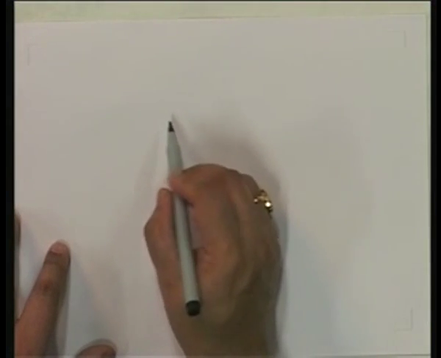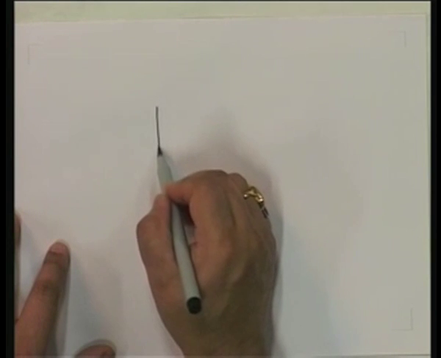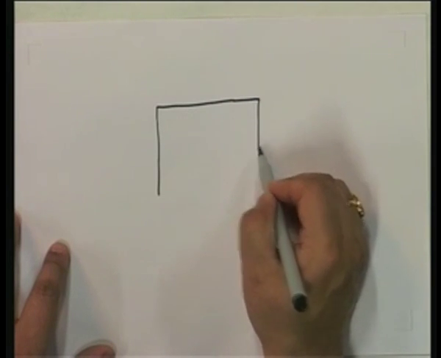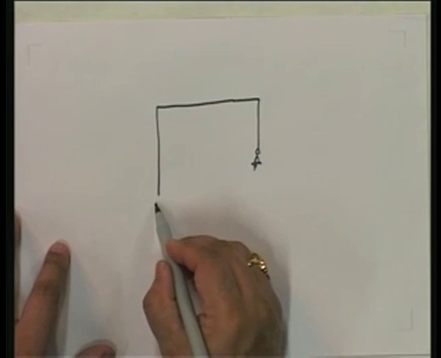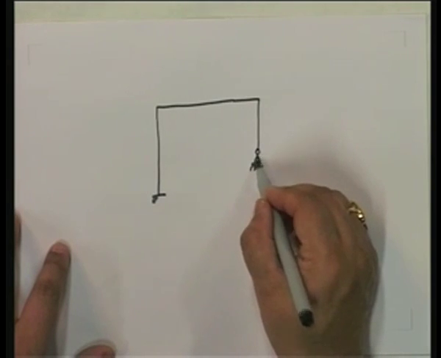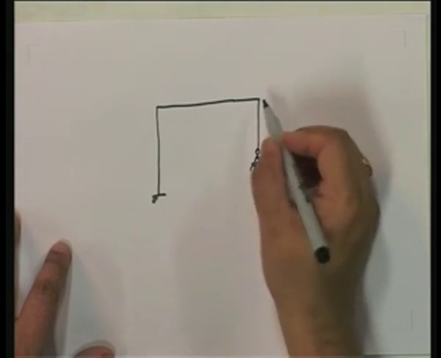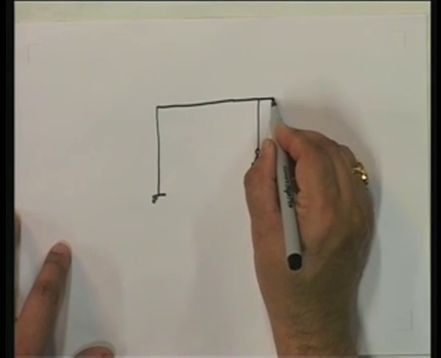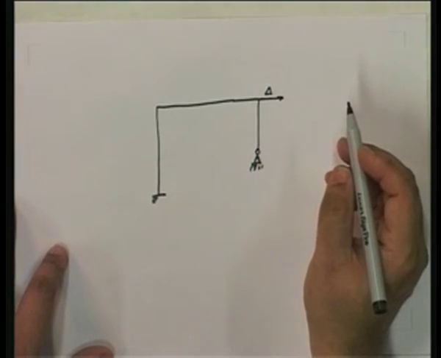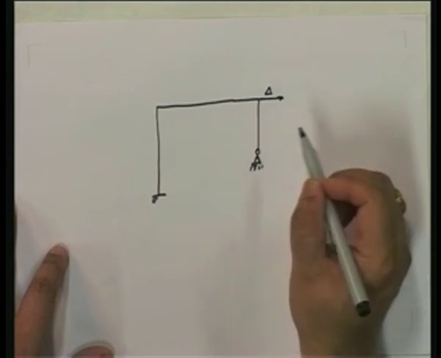So now what do I do? What is the next step? The next step is to release this R and see what happens to the structure when you allow it to move. So that means, let's just say that this is some unknown quantity delta. Okay? So what's going to happen?